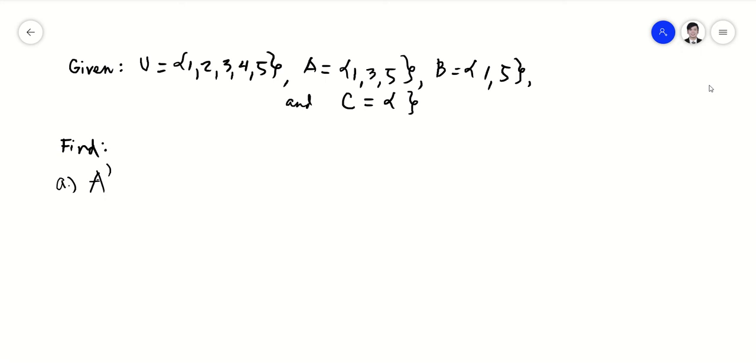We will now continue with our set operations. So we're now given here a universal set containing the elements 1, 2, 3, 4, 5, and the subsets A, B, and C.